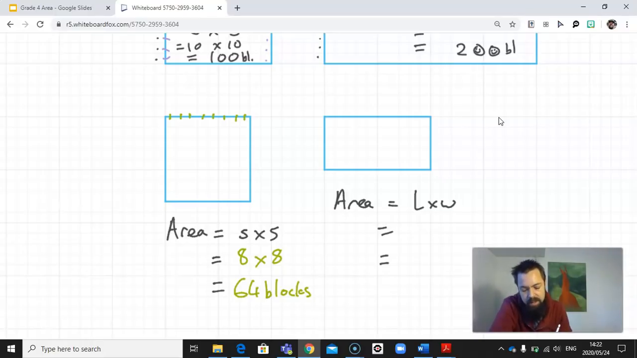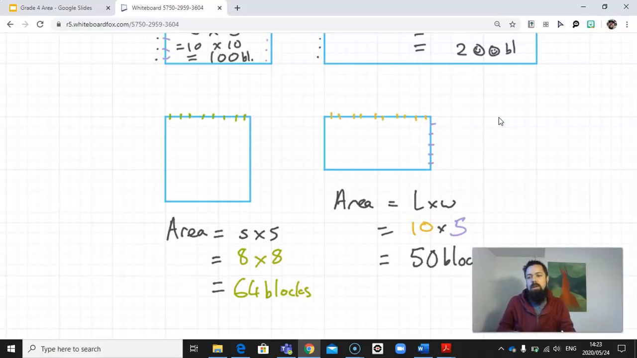Right, looking at the next one. This time the length of a rectangle and the width of a rectangle are different, so I have to count both. I'm going to start with the length. 1, 2, 3, 4, 5, 6, 7, 8, 9, 10. Let's count the width now. 1, 2, 3, 4, 5. 10 times 5 is 50 blocks. So the area of that rectangle is 50 blocks.